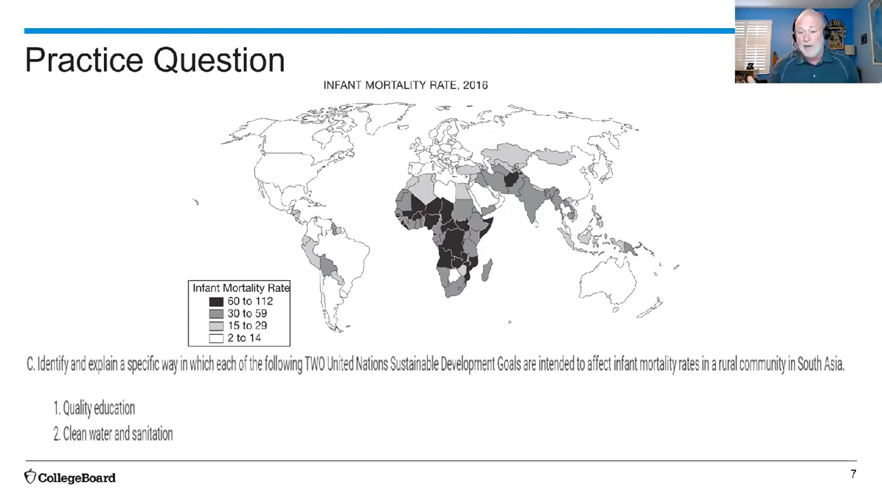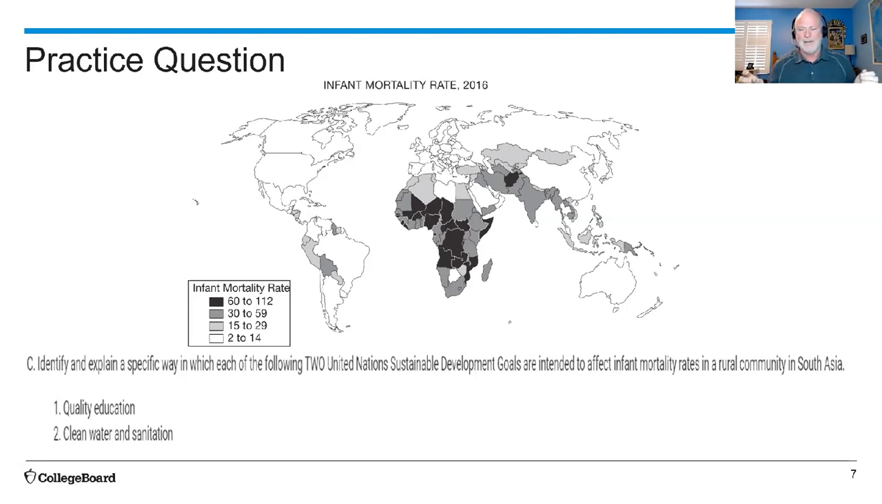And if you look at your map, you can see that Bangladesh, India, and Pakistan all have relatively elevated levels of infant mortality. Not the worst in the world, not the best in the world, but let's talk about quality education. Hey, there's one of your 17 Sustainable Development Goals. How is that going to impact infant mortality rates?